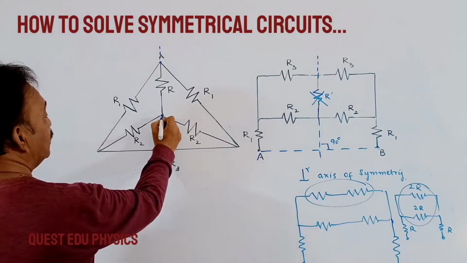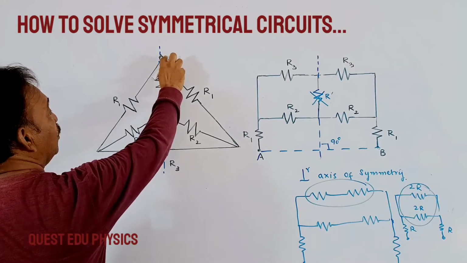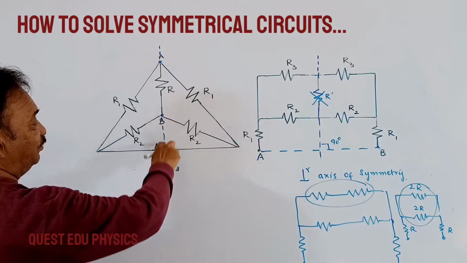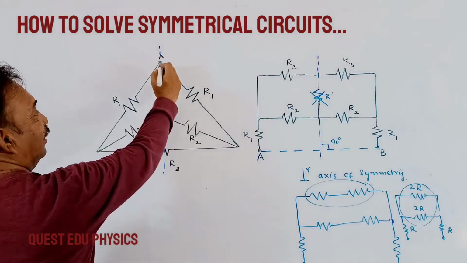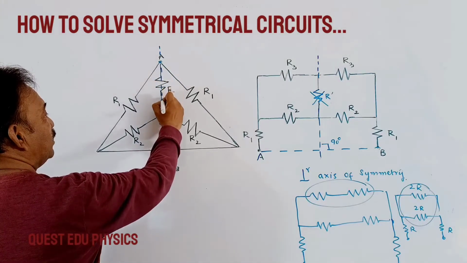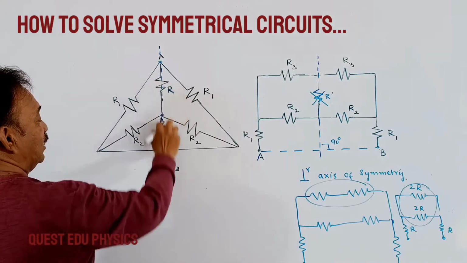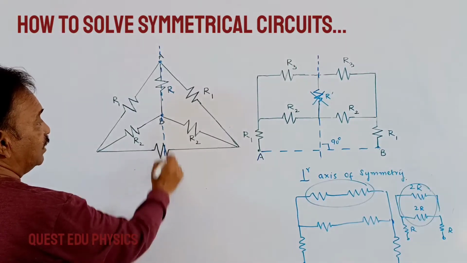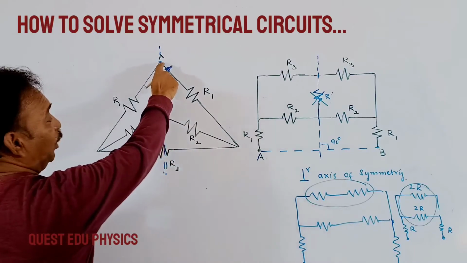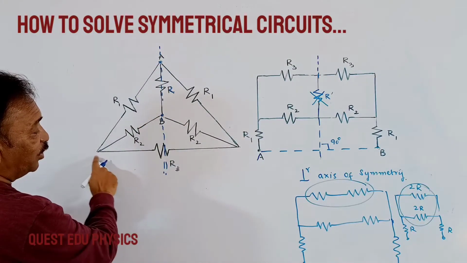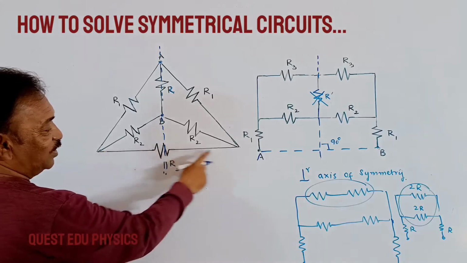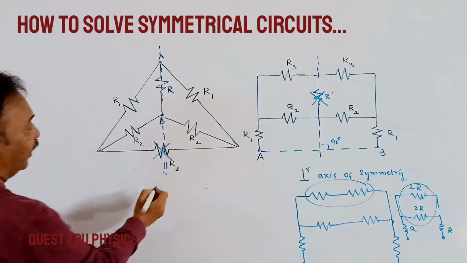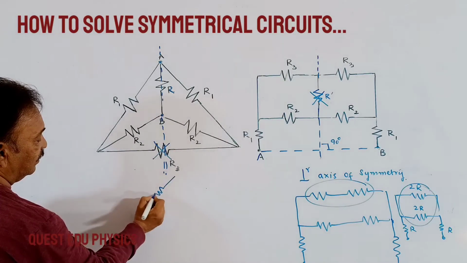Here it is asking us to find the effective resistance between the points A and B. Okay, students, I'm drawing an axis here. This line is passing parallel to this resistance. We are going with the parallel axis of symmetry. When the axis is parallel to the potential points, then we have to remove this resistor. This has to be removed. And finally, we got the circuit like this.